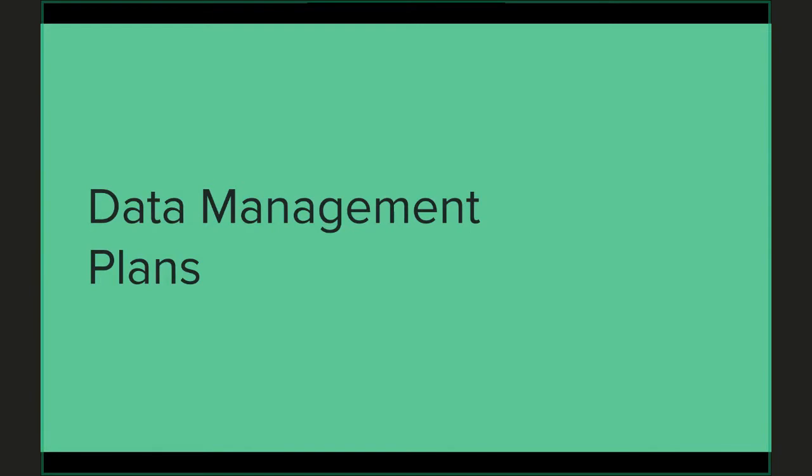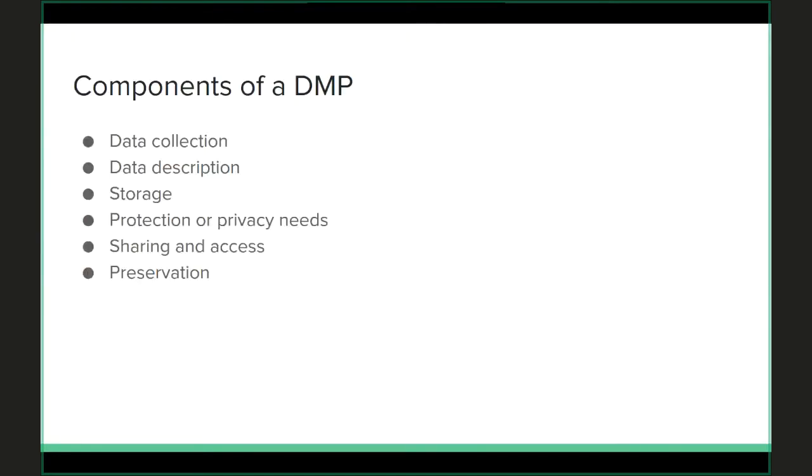So, what exactly is a data management plan? It's exactly what it sounds like. It is just basically planning what your data will be and what you're going to do with it before you start actually creating that data. And a DMP, data management plan, usually includes these components: data collection, data description, storage, protection or privacy needs, sharing and access, and preservation.